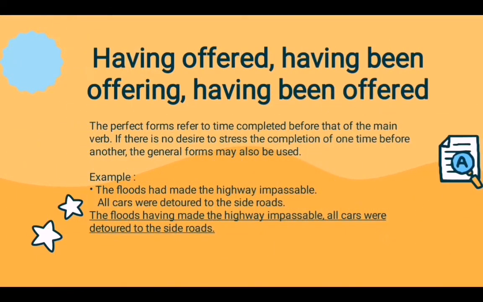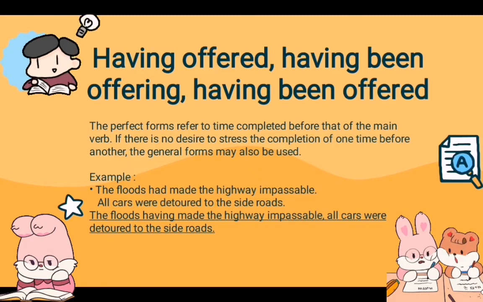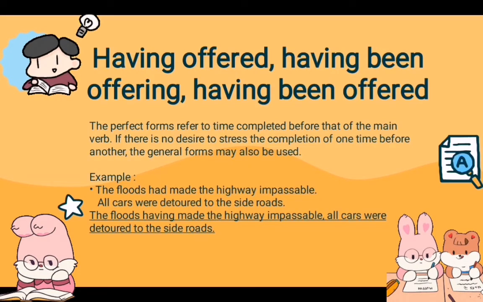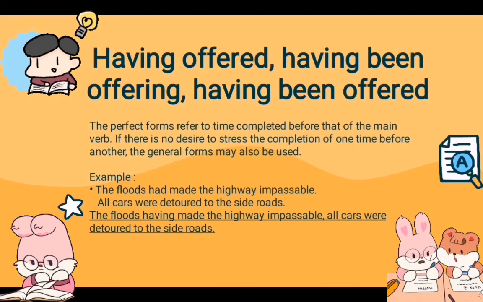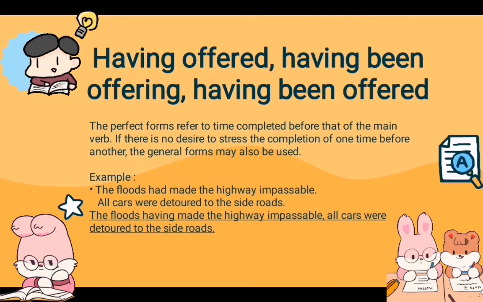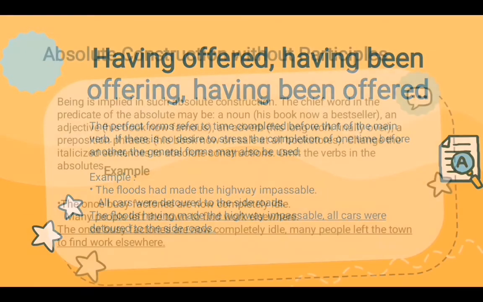And the next is having overt, having been overing, and having been overt. The perfect forms refer to time completed before that of the main verb. If there is no desire to stress the completion of one time before another, the general forms may also be used. For instance, the floods had made the highway impassable. All cars were detoured to the side roads. And the merged sentence is the floods having made the highway impassable, all cars were detoured to the side roads.